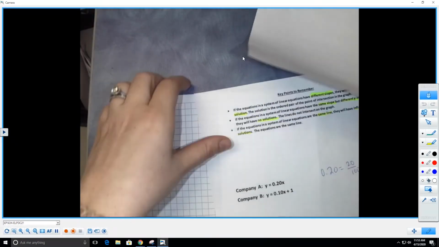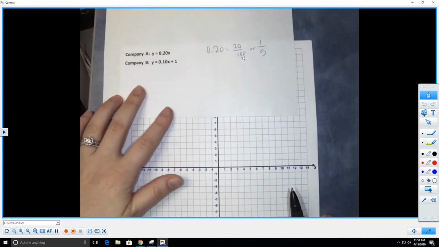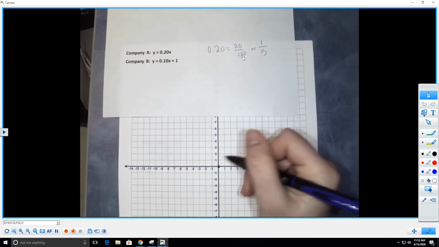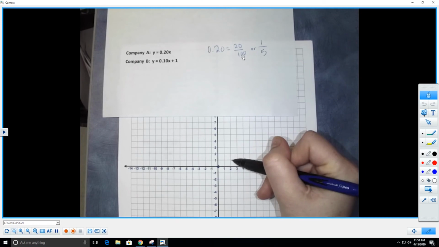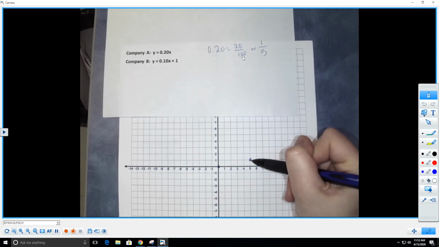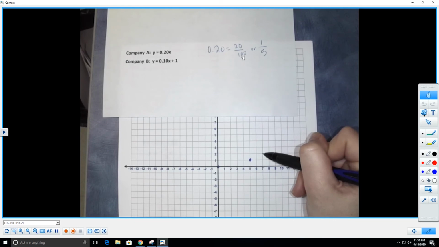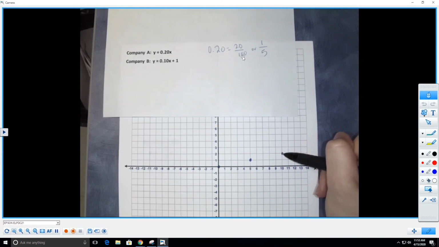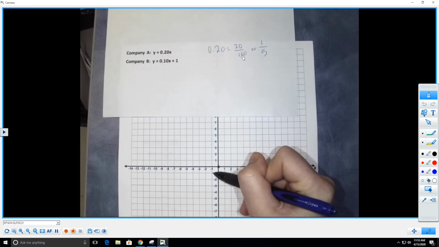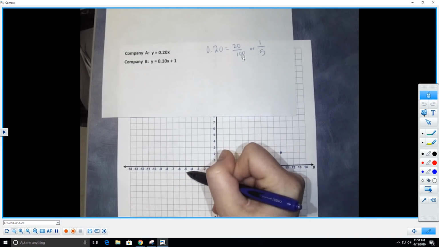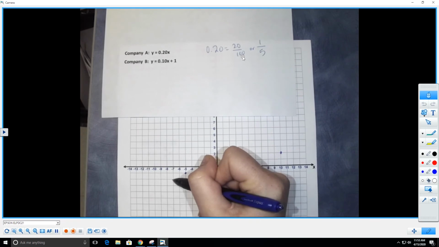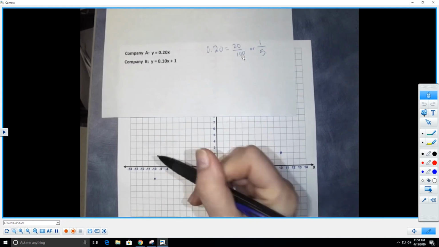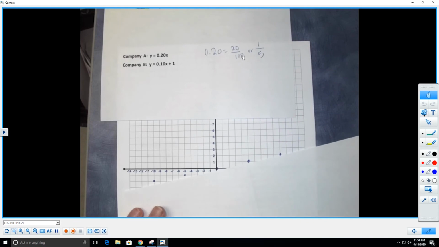So let's plot the y-intercept and use the slope of the line to get our second point on the graph. We're going to start at 0, and we're going to rise 1 and run 5. And we're going to do that one more time to extend our line. And then we will do it in the other direction. 1, 2, 3. Okay, and we will connect our points.